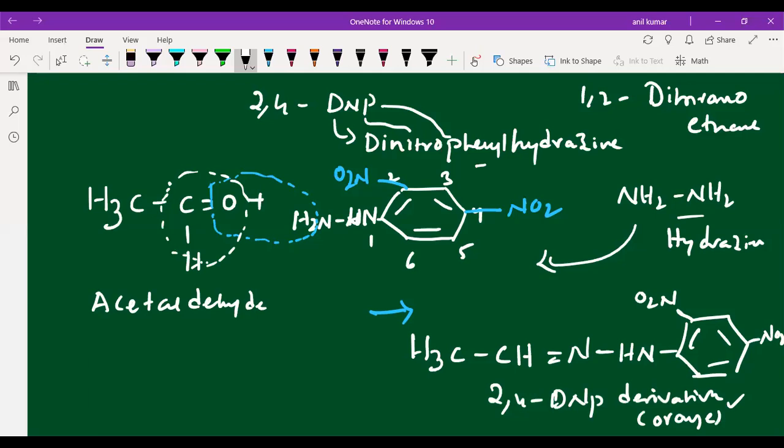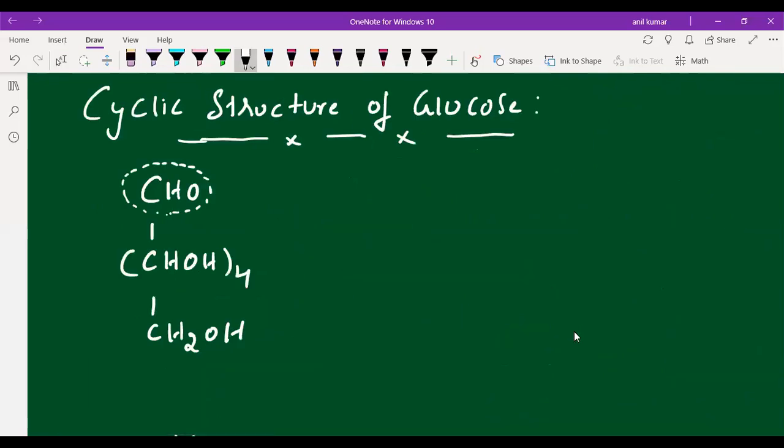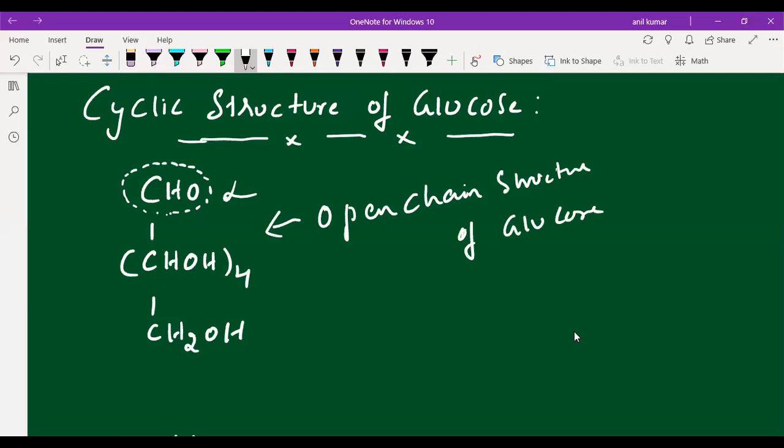This test won't be shown by glucose. Glucose won't show this test, students. The aldehyde group test won't be shown, and that is the reason. That means the open chain structure of glucose fails to show this 2,4-DNP test. It won't show the 2,4-DNP test.